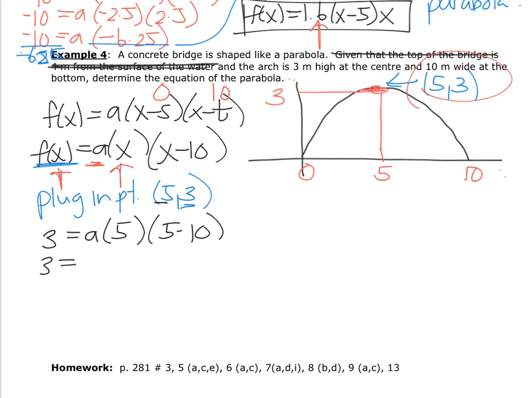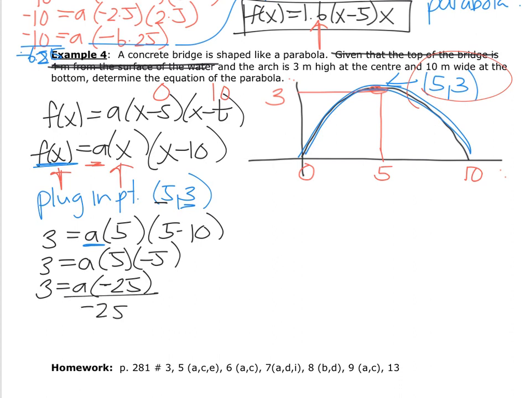By the way, before we keep going, should a end up being positive or negative? If you said negative, you are right. Why? Because this parabola opens down. This is a bridge. This is not a U. All right, so we've got 5 times negative 5. Okay, we got 3 = a times negative 25. Let's divide by negative 25 on both sides. And we've got negative 0.12 = a.